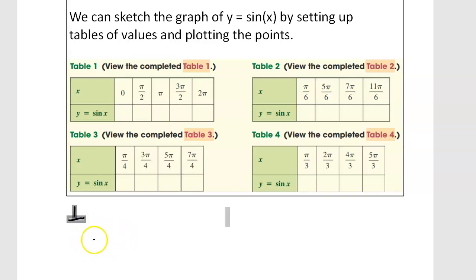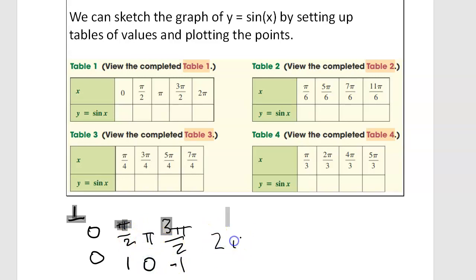So table 1, its values are going to be, for 0, we have sine of x is 0, the y coordinate is 0. For pi over 2, we have 1. For 3 pi over 2, we have, oh, I skipped one, sorry. -1 for pi, should go right here. We have 0 again, and for 2 pi, we have 0.